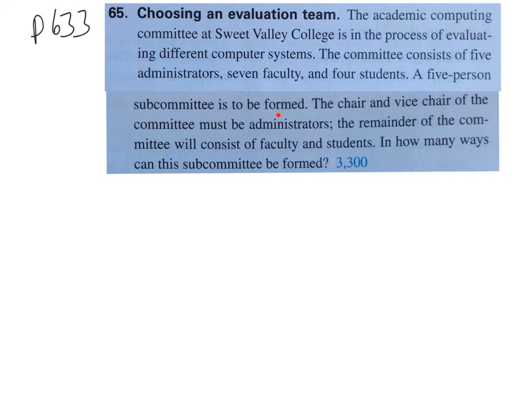Now, on this 5-person subcommittee, the chair and vice chair must be administrators. Well, let's start with that. We know that there are 5 administrators to choose from, and we're going to put them in either a chair or vice chair position. So those are very defined positions. That means the order is going to matter. So we're going to do a permutation. We are choosing from the administrators, so there's only 5 administrators to choose from. And we're going to put them in 2 defined roles, the chair and vice chair. Right? So that takes care of our chair and vice chair.